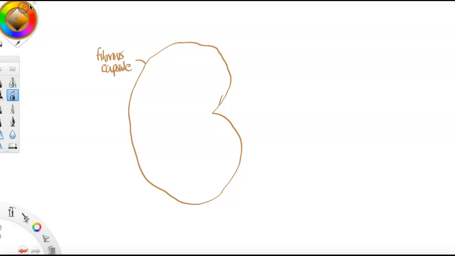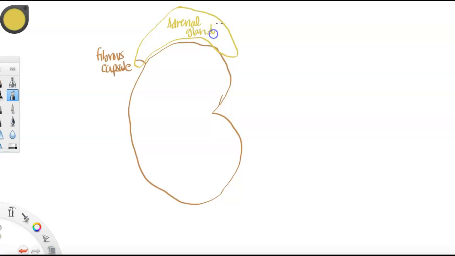On top of it, you should know, is the little hat, right? And that's the adrenal gland. It's also called the suprarenal gland.